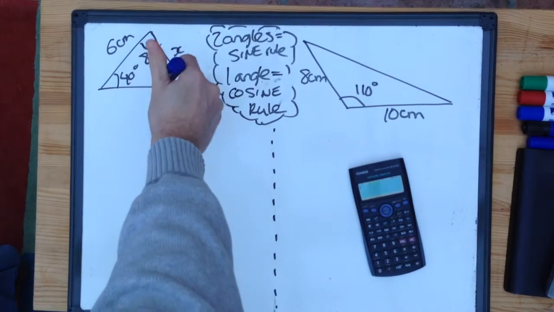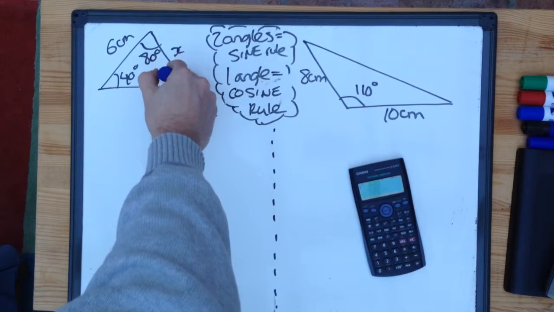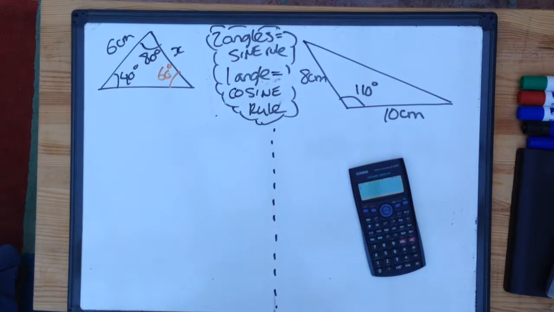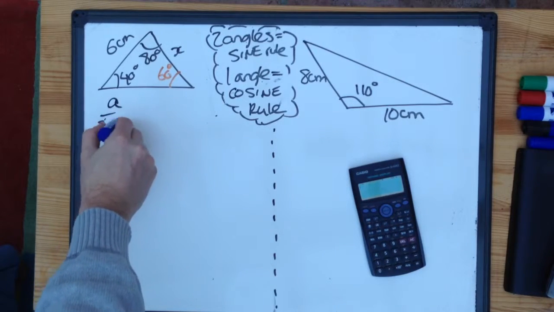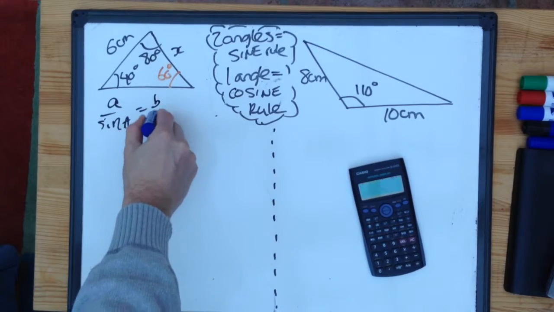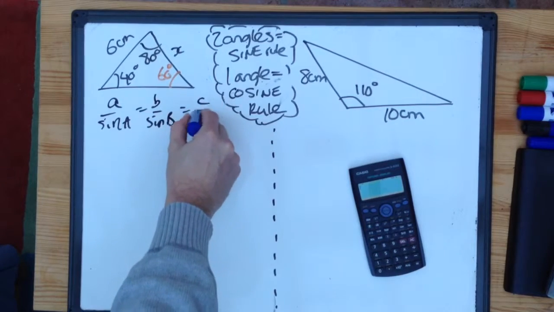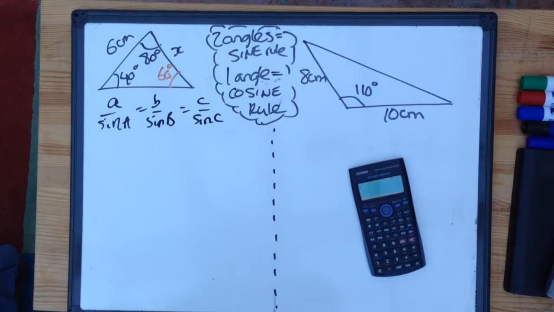40 and 80 is 120, angles add up to 180, leaving us with 60 degrees here. Once you've done that, remembering what the sine rule states, it's a over sine A is b over sine B equals c over sine C, as I say, given on the formula sheet, so we don't need to remember it.